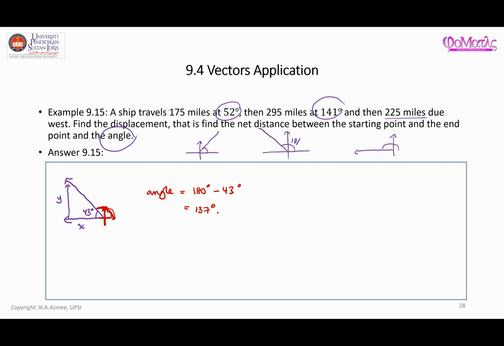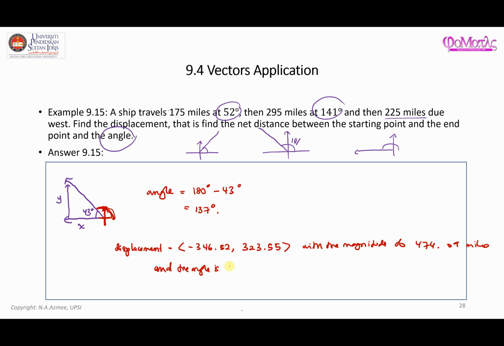Okay, so what we can say is we can write down all the answers that we have so far. We have the displacement vector equal to negative 346.52 and 323.55, with the magnitude of 474.09 miles, and the angle is 137 degrees. Okay, all right, that's all for now.